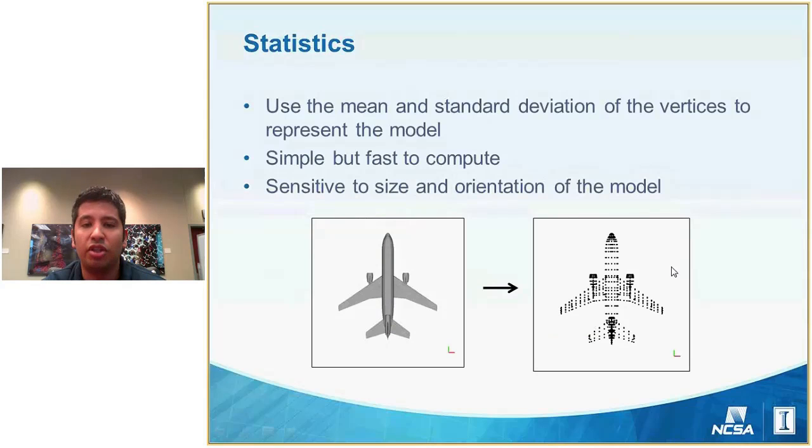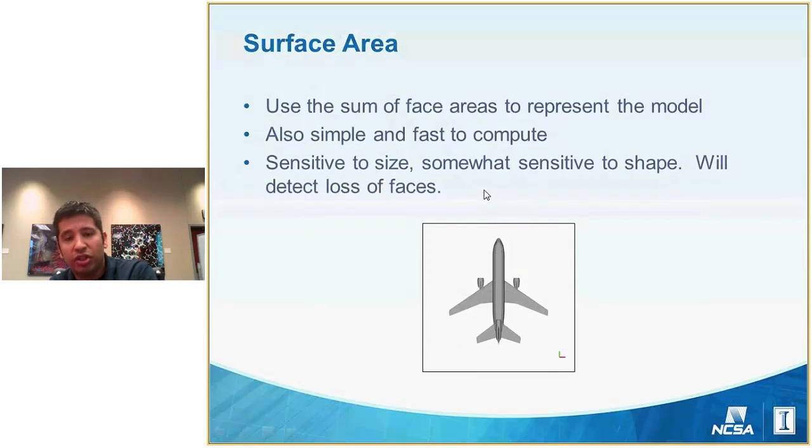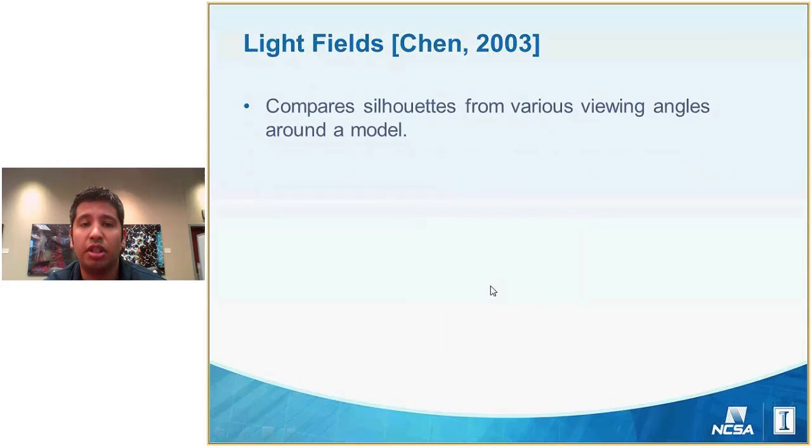So we used 4 different measures. One was very simple, just some statistics in terms of the mean and standard deviation of the vertices inside of a mesh. So it completely ignored the faces, but it's kind of like a baseline. It's fast to compute, it's sensitive to the size and orientation of the model, and it was just an easy way to do some kind of comparison. The next one was surface area, which obviously includes the faces of the model. This was actually used in a tech report out of Volkswagen to do some kind of comparison on, I think, some aspect of information loss. So it's also simple, fast to compute, sensitive to size, somewhat sensitive to shape, and will detect loss of faces where the statistics wouldn't.